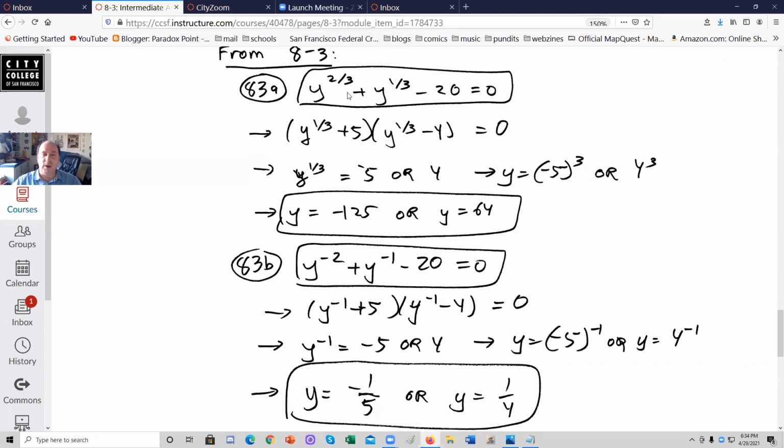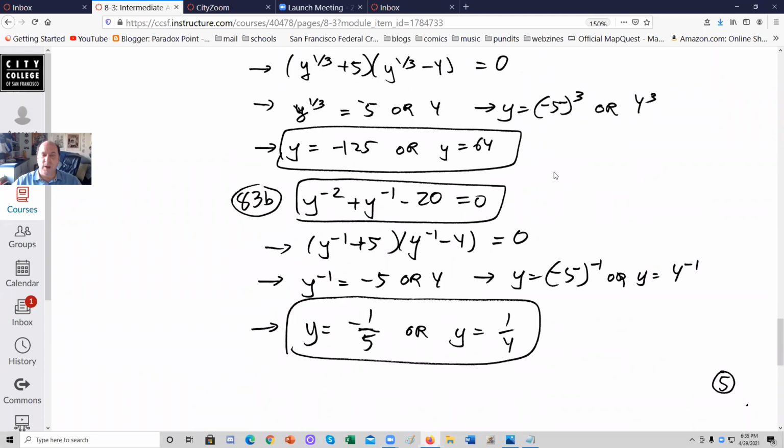Y to the third times y to the third is y to the 2/3, and 5 times negative 4 is negative 20. So we factored it, and one of these factors must be 0. Either y to the third plus 5 is 0, or y to the third minus 4 is 0. This being 0 makes y to the third negative 5. This being 0 makes y to the third 4. Then we cube both sides, so y is negative 5 cubed, or y equals 4 cubed. That comes out to y equals negative 125, or y equals 64.